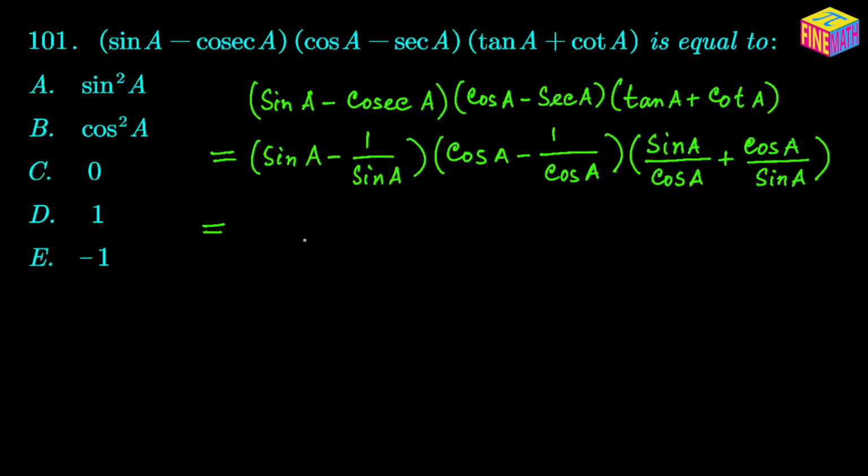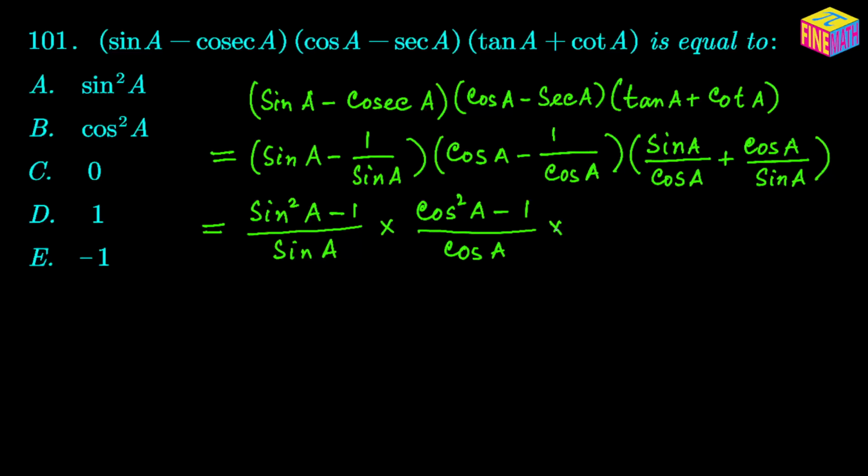And then in the first factor, what do we get? Well, we get sine squared of A minus 1 over sine A, times, from the second factor, what do we get? We get cosine squared of A minus 1 over cosine of A. And then from the third factor, what do we get? Well, we get sine squared of A plus cosine squared of A over sine of A times cosine of A.